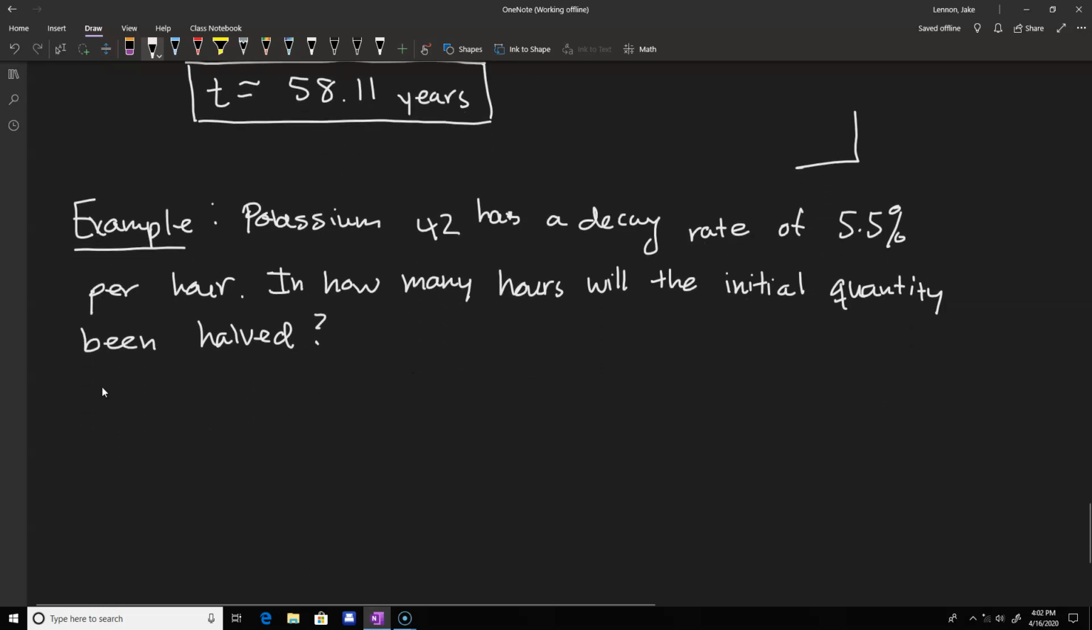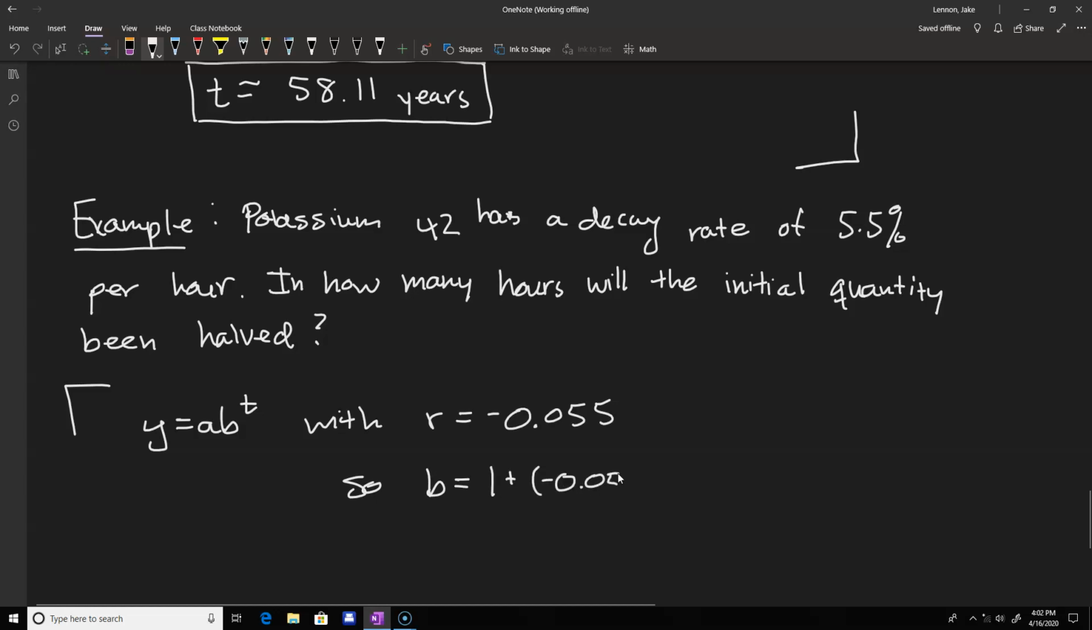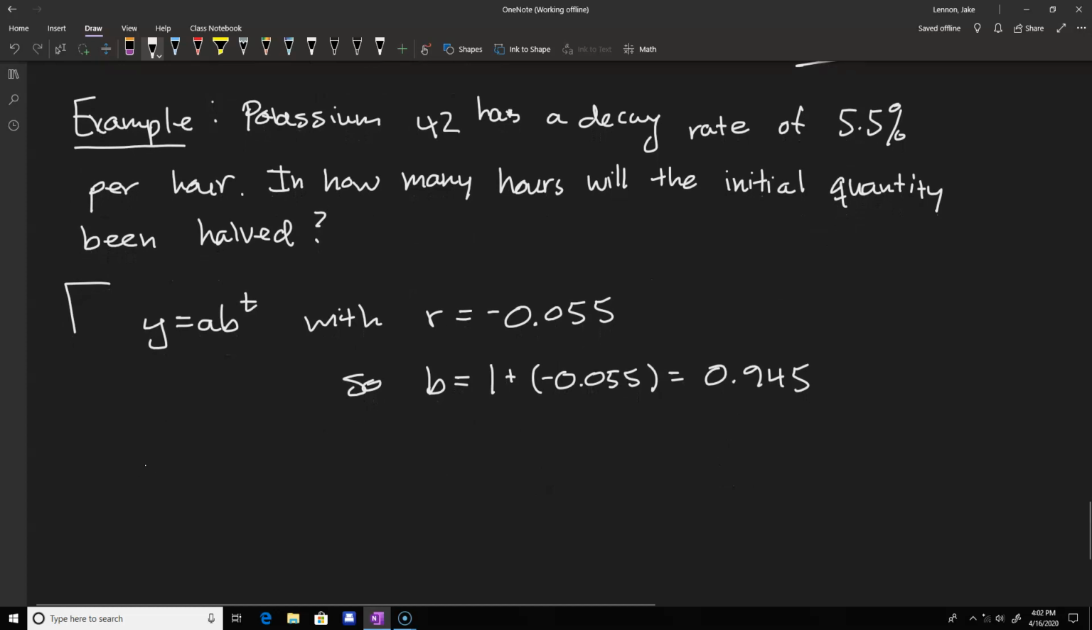We're going to use the same model as last time, y equals a times b to the t. But in this case, we have a decay rate. So r is going to equal negative 0.055. That means b is going to equal 1 plus this negative 0.055, which comes out to 0.945. So our model for this problem is y equals a times 0.945 to the t. To solve our problem, we want to set y equal to 0.5 times our initial amount, 0.5a, and solve for t.